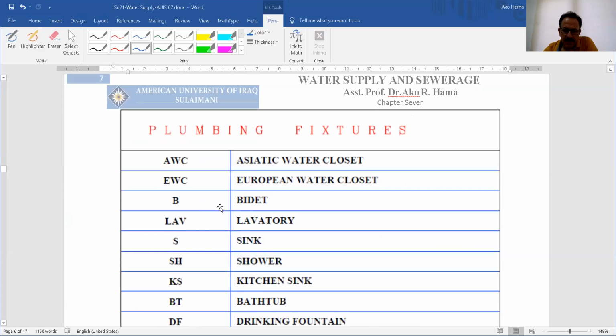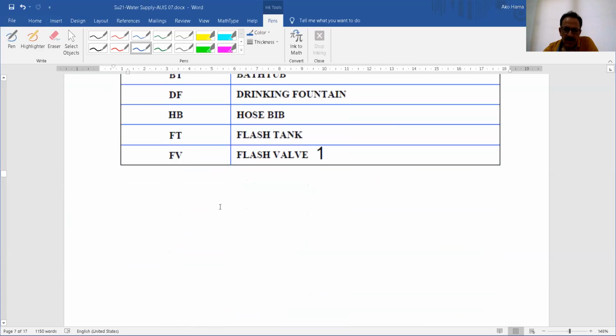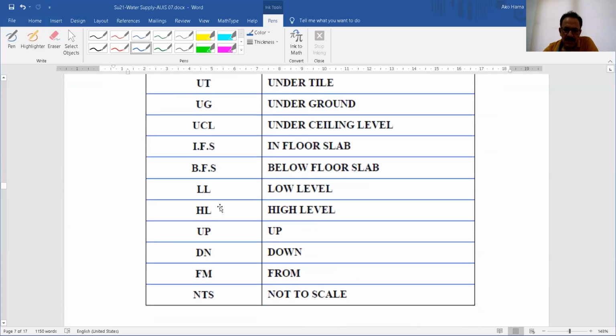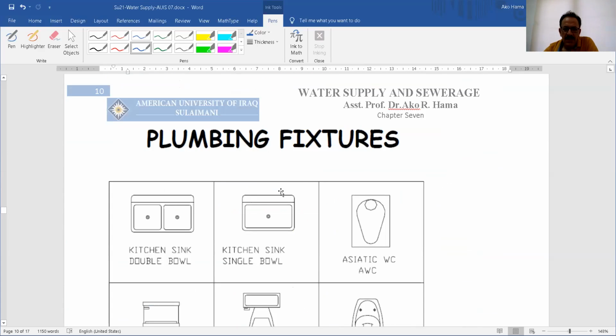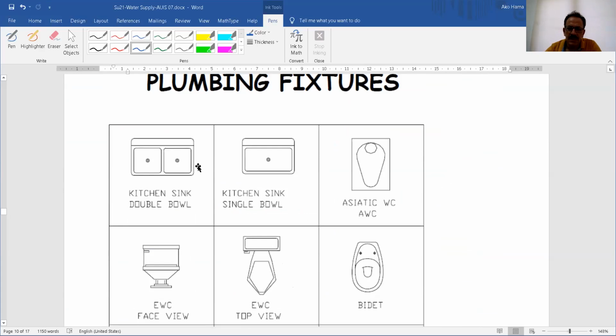Okay, here are all the units that you need to know, and you have to be aware of where you are using them. Here are the plumbing fixtures in different forms. This is called a kitchen sink or double bowl. This is one bowl, this is the second bowl, double bowl. This is one bowl, single.